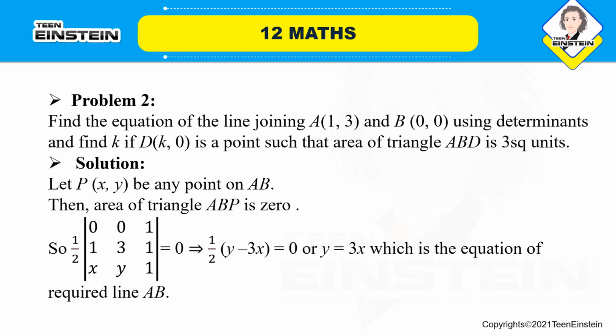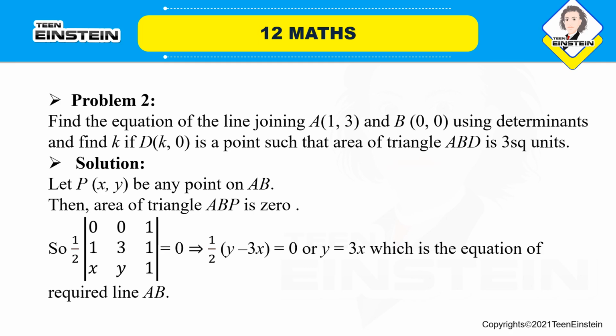Now I move on to the next problem. Find the equation of the line joining the points A of 1, comma 3 and B of 0, comma 0 using determinants, and find K if D of K, comma 0 is a point such that the area of triangle ABD is 3 square units. Okay, so here we have to find the equation of the line joining the 2 points A of 1, comma 3 and B of 0, comma 0 using the concept of determinants.